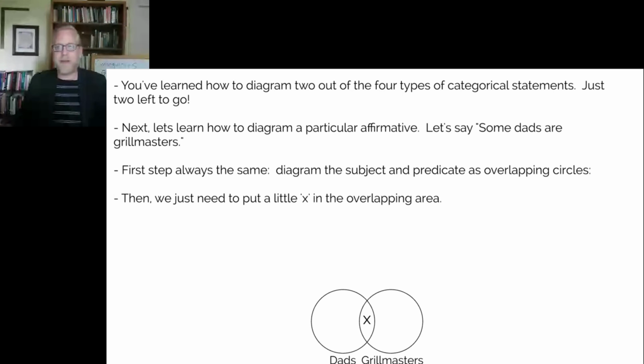All we care about is: is there something true about some of the group but not all, and that could just be one, or is there something true about all of them? Universal versus particular. For any of the universal, we use the blackout technique. For any particular, we put an X somewhere, because X means some, at least one.